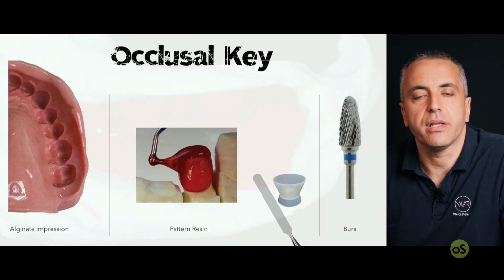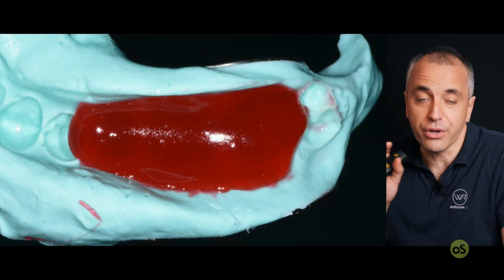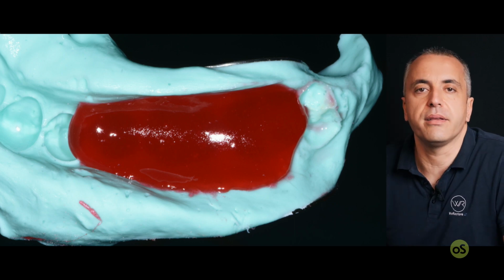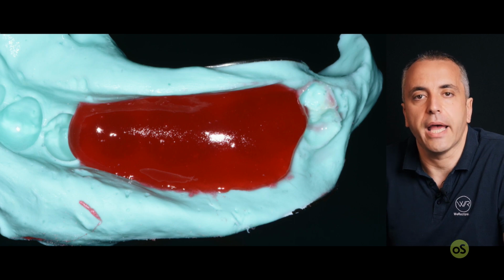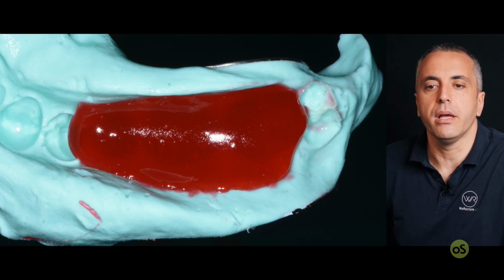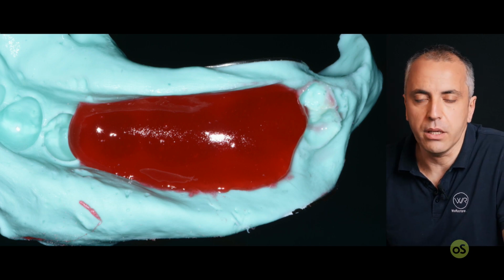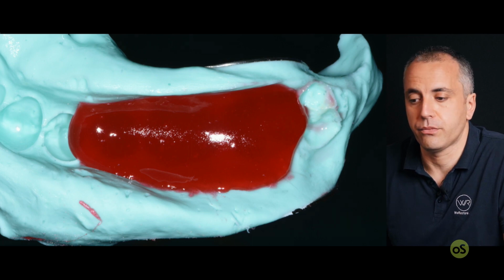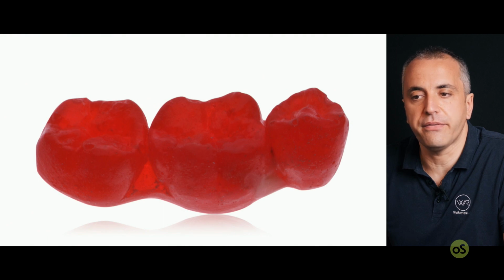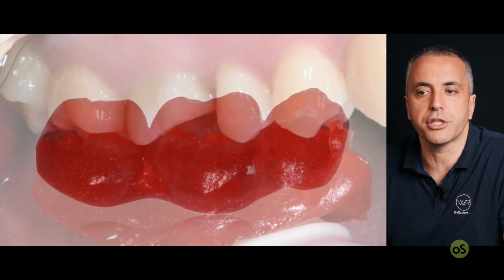How to do it? You take the impression and then you pour inside 3-4 teeth, the teeth that you think can give stabilization, and the teeth that can be in antagonism for the isolated sector. Then you pour the pattern resin inside the alginate impression. And this is the final result, and before finishing, you can check it in the mouth.